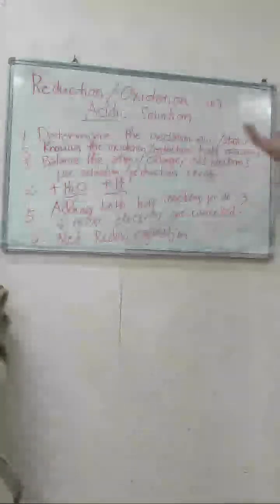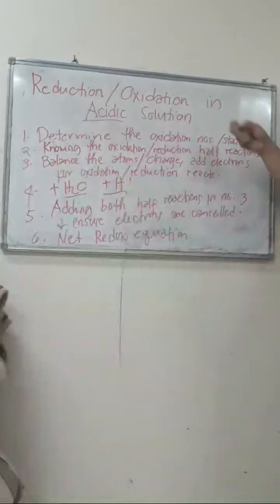Reduction and oxidation steps in acidic solution. First, determine the oxidation numbers and states. At this point in time, you can visually inspect whether the number of atoms are balanced already. If not, just proceed, because somewhere along the way you can still balance the atoms in the later part.